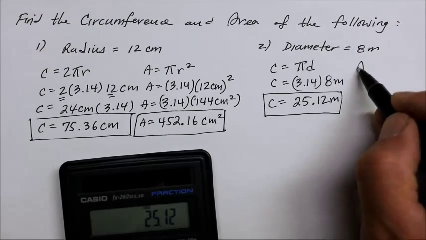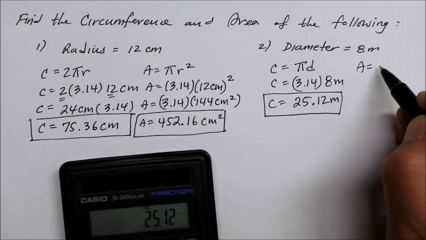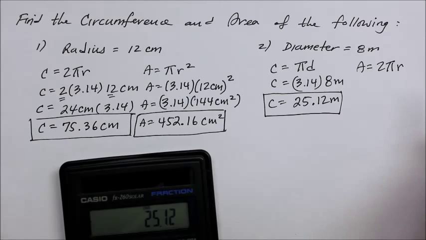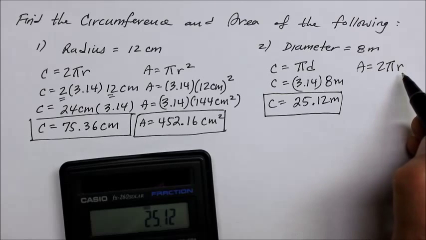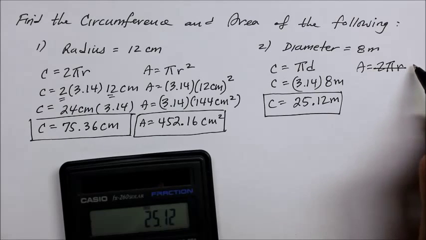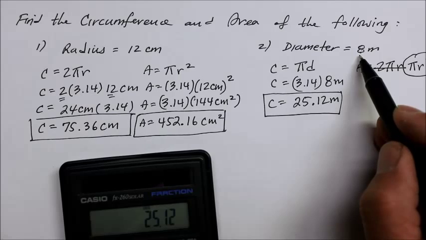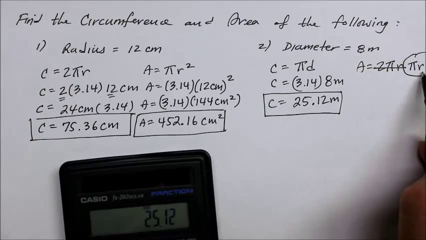However, what's the area? Well, A equals 2 pi r. Now, there's a little trick. Oh, I'm sorry. No, area equals pi r squared. Whew, that was close. Pi r squared. Now, be careful. You can't just put an 8 in there. No, we need to have a radius. So we have to take half of the diameter, which is 4, and put that into the radius.